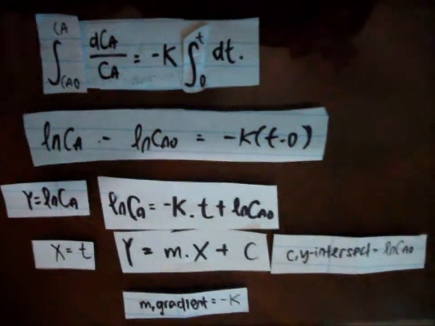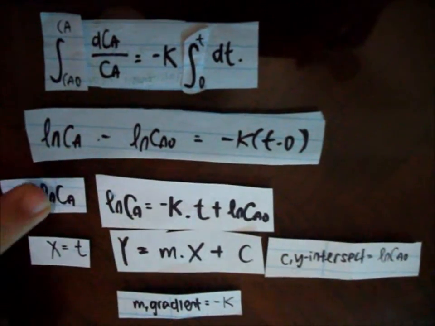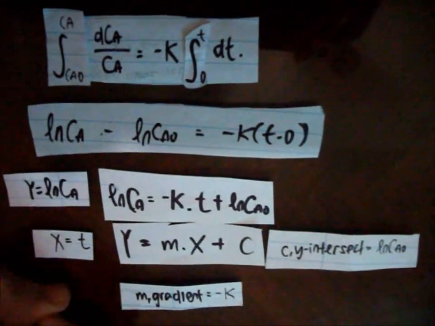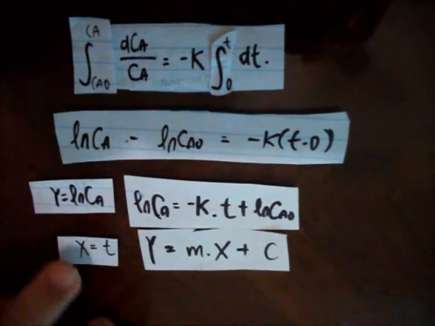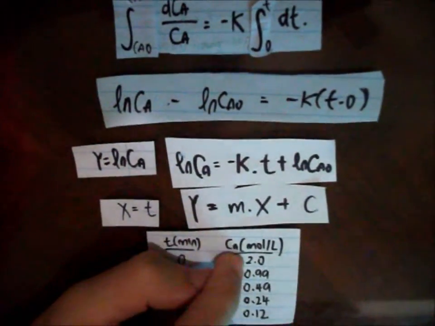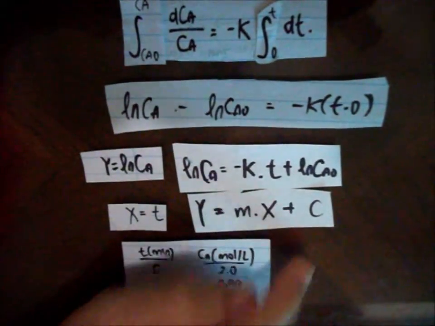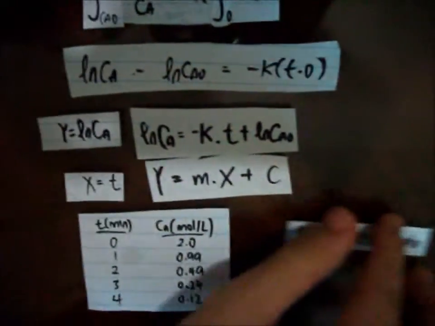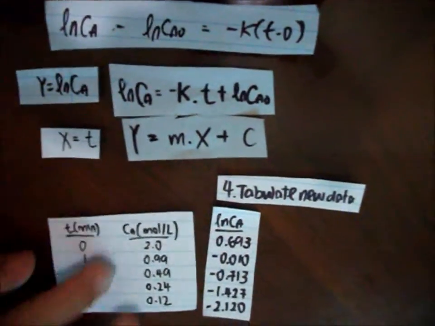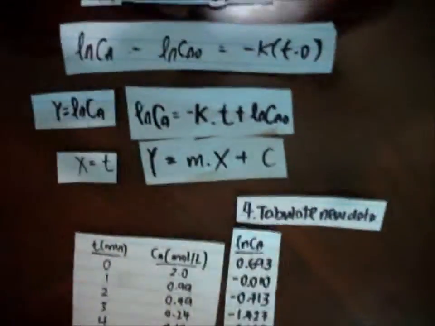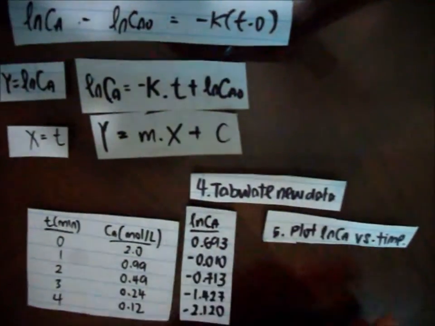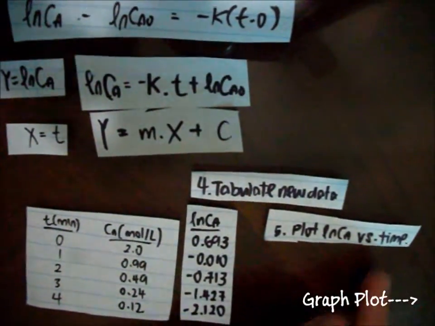Now we have to plot a graph with these on the y-axis and x-axis, so we plot a graph of ln CA against t. In order to do that, we have to get the value of ln CA, which previously we did not have, as we only had CA and t. So the fourth step is to tabulate the new data of ln CA, which is here. Now that we have this data, we can proceed to plot ln CA versus time.